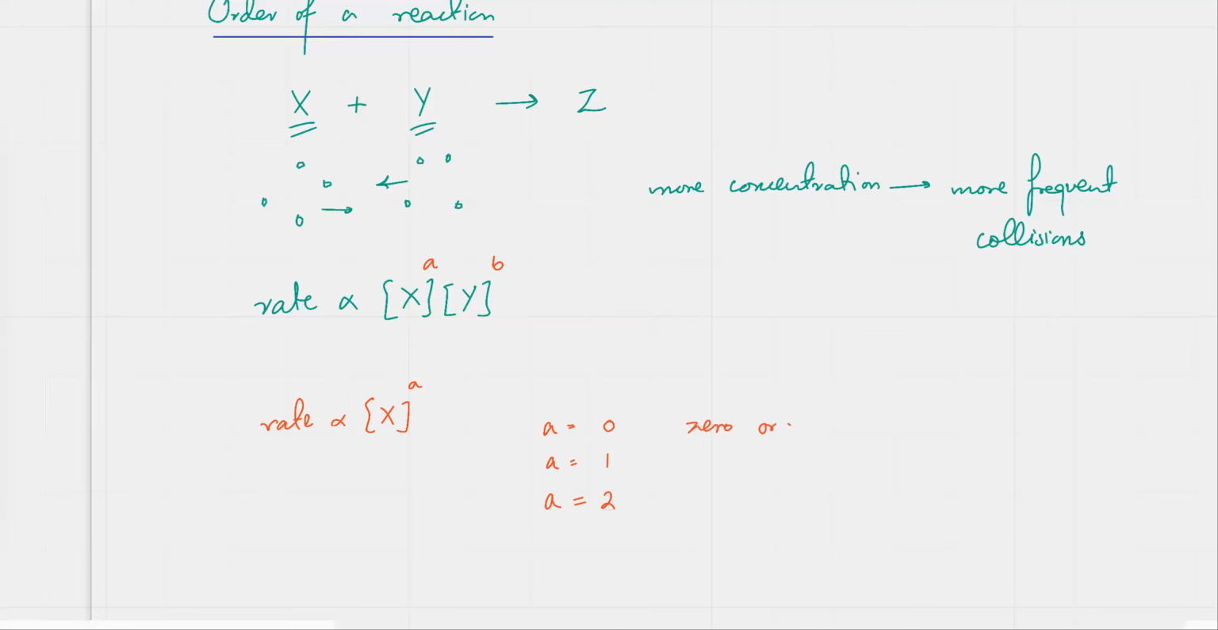So A determines how, when you change the concentration of X, the speed of the reaction would be affected. We know that if you decrease the concentration of X, the rate of reaction should decrease. I mean, that makes sense. If you increase concentration, the rate of reaction should increase proportionally. So if A is 1, that's known as first order.